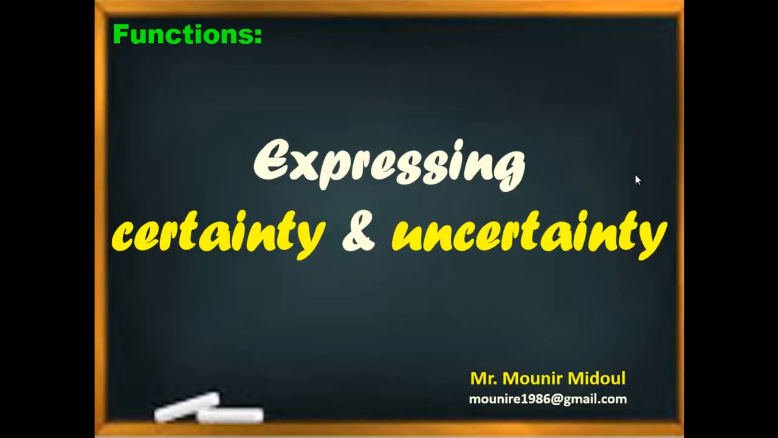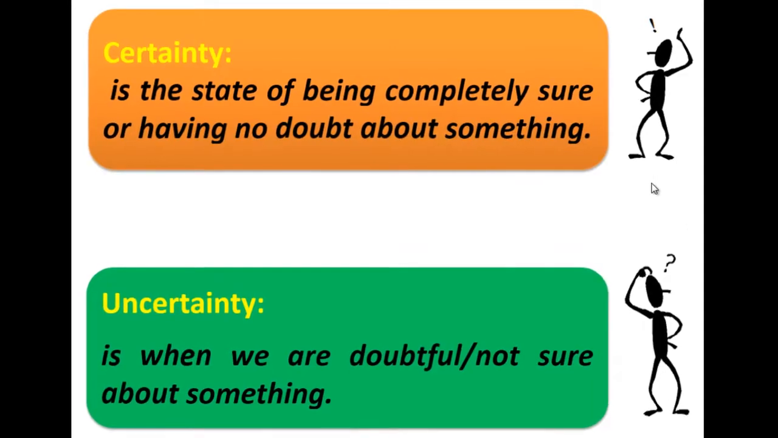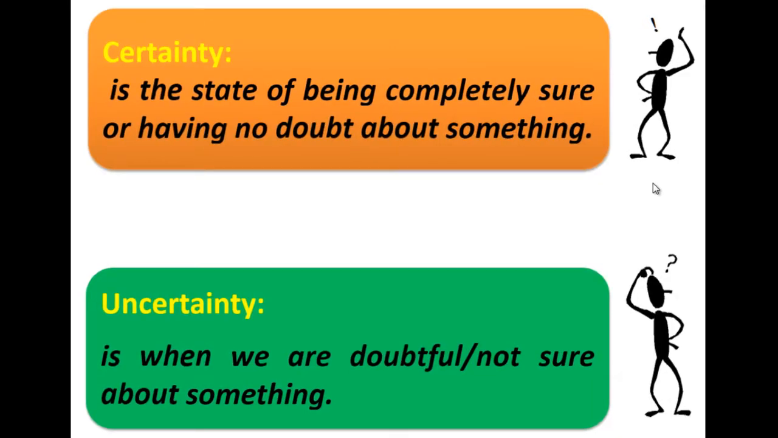In this lesson we'll look at expressions of certainty and uncertainty. As usual, we'll start by explaining its key concepts, certainty and uncertainty. So certainty can be defined as the state of being completely sure or having no doubt about something. On the contrary, uncertainty is when we are doubtful or not sure about something.